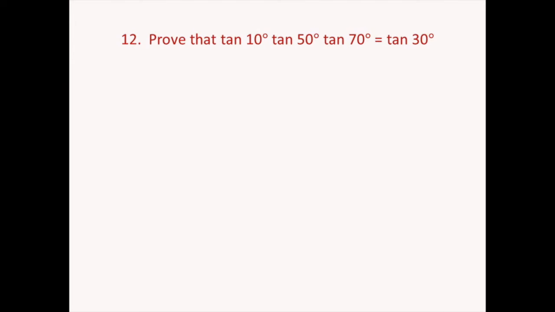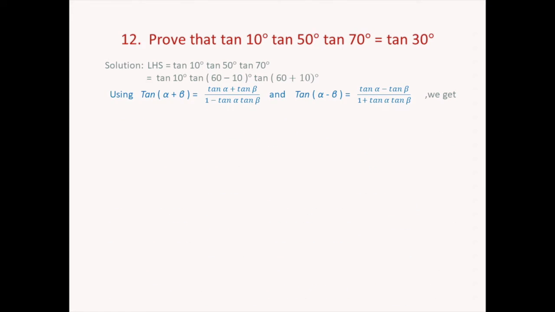Today, children, I am going to talk about some questions from exercise 3.6. The first question which I have picked up is tan 10 tan 50 tan 70 gives you tan 30. Now, in this one, I am going to express 50 and 70 as 60 minus 10 and 60 plus 10. I have simply expressed 50 and 70 in terms of 60 and 10.